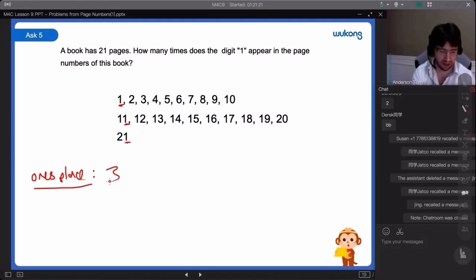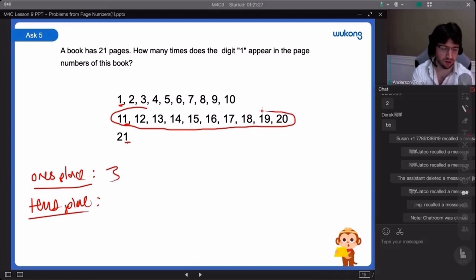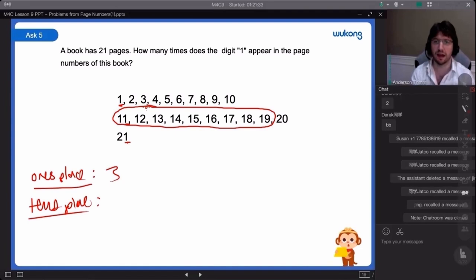All right, and then for the tens place, we see for all of those numbers, not 20, 11 through 19, 1 appears in the tens place. So how many numbers are there from 11 to 19?